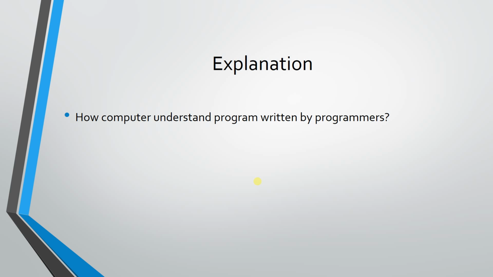So, how does the computer understand a program written by programmers? Because the computer understands machine language only, and we write the program in high level language. So I will explain it by an example. Let's say I understand the English language and you understand Chinese or any other language. Then how will you understand what I am saying, or how will I understand what you are saying?